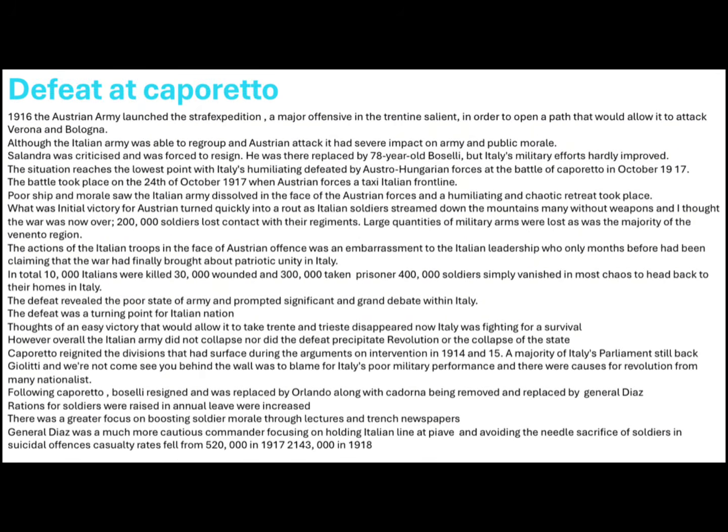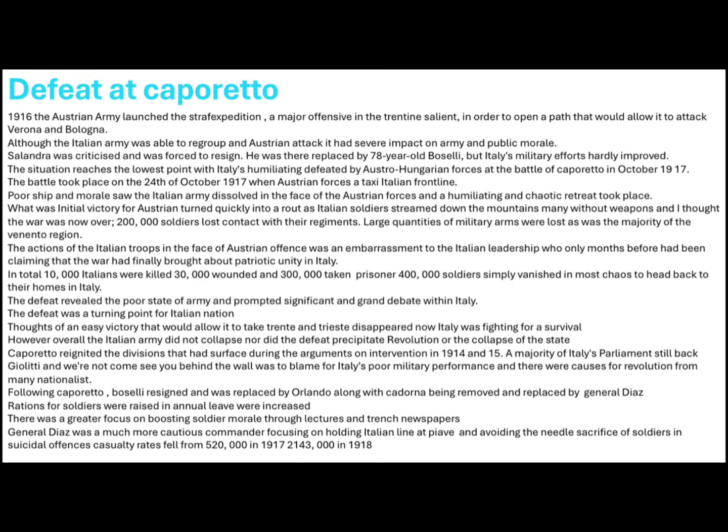So, before the defeat at Caporetto, in 1916 the Austrian army launched the Strafexpedition, a major offensive in the Trentino salient, in order to open a path that would allow it to attack Verona and Bologna. Though the Italian army was able to regroup and repel the Austrian attack, it had a severe impact on army and public morale. Salandra was forced to resign and was replaced by Boselli, but the military's efforts hardly improved. The situation reached its lowest point when Italy was defeated by the Austro-Hungarian forces at the Battle of Caporetto in 1917.